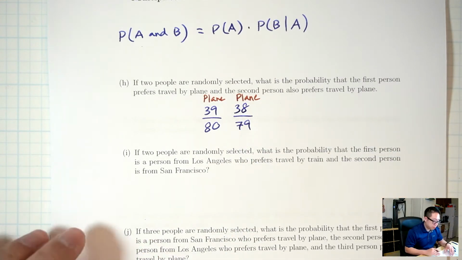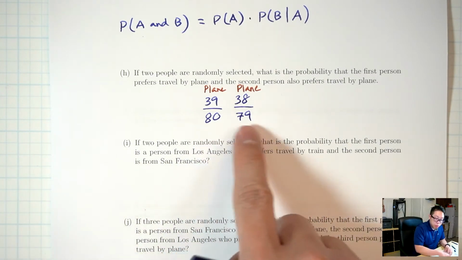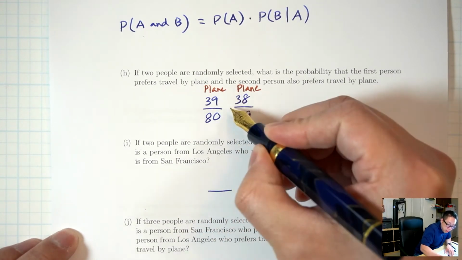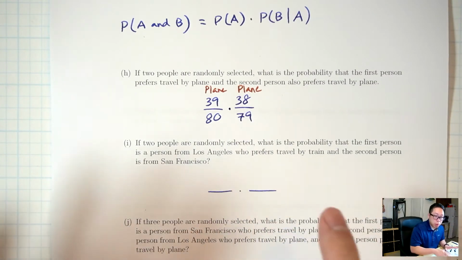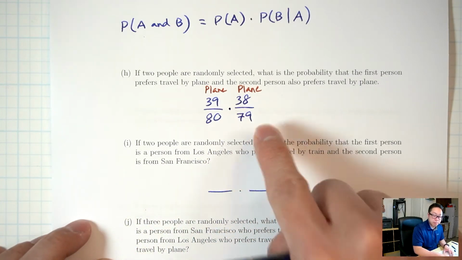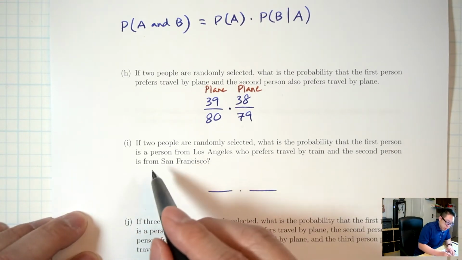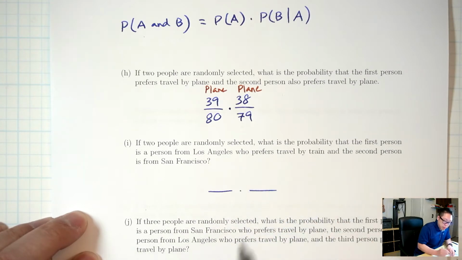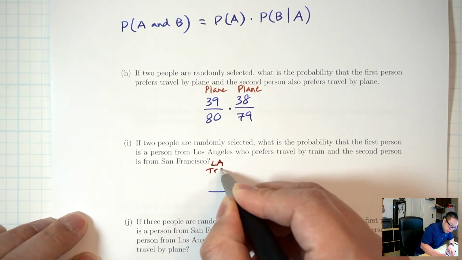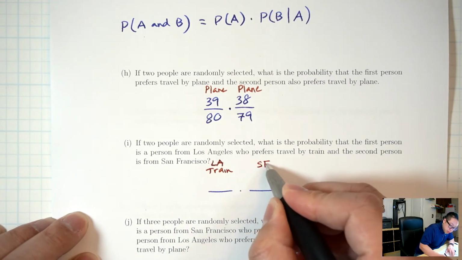Now let's do another example. If two people are randomly selected, okay, so because it's two people, I'm going to end up with two fractions. And actually, these fractions are multiplied together. On the lab, you don't have to multiply them together, just leave them as fractions with a multiplication sign in between. I should just leave it exactly like this. All right, so if two people are randomly selected, what's the probability that the first person is a person from Los Angeles who prefers travel by train? So first person is LA train. And the second person is from San Francisco. So second person, San Francisco.